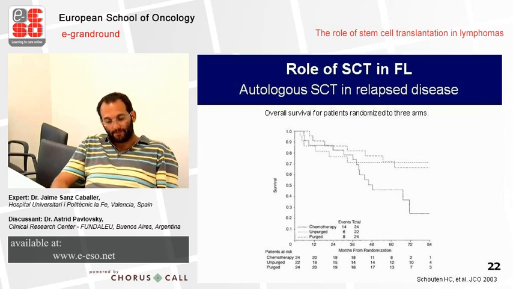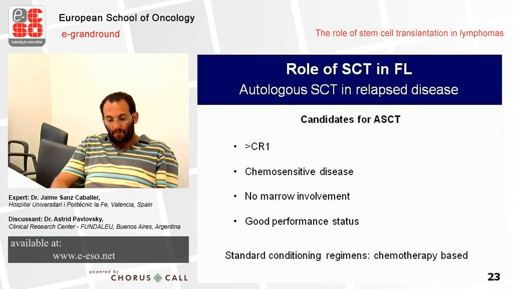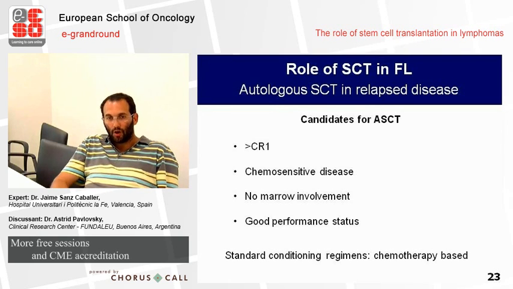Slide number 23. Based on the current literature, it is easier to determine who is not an ideal patient for autologous transplant rather than ascertain who is the optimal candidate.